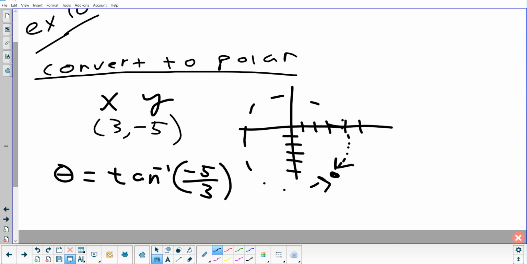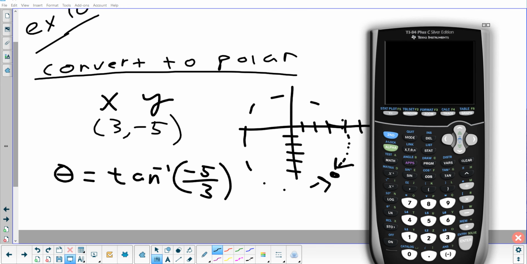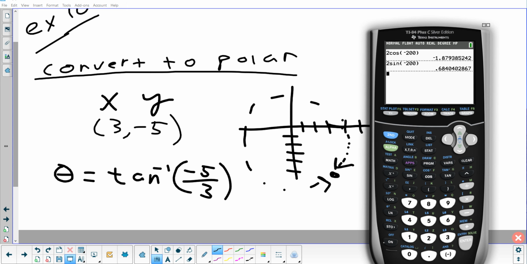What kind of angle would you expect the calculator to give you when I type this in? Negative, and it is. It's going to give you a negative angle. Because remember, it always gives you an answer between -90 and 90. It's not going to give you like 200 and something degrees. Inverse tangent of -5/3. -59.04.